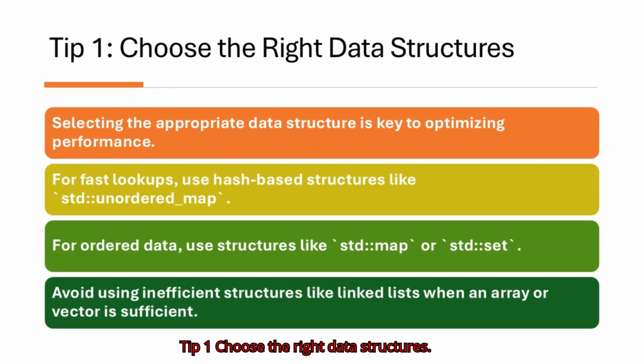Tip 1. Choose the right data structures. The choice of data structure plays a significant role in performance. For example, std::unordered_map provides constant time complexity for lookups, while std::map maintains order but has logarithmic time complexity. Understanding the strengths and weaknesses of each data structure will help you write more efficient programs.